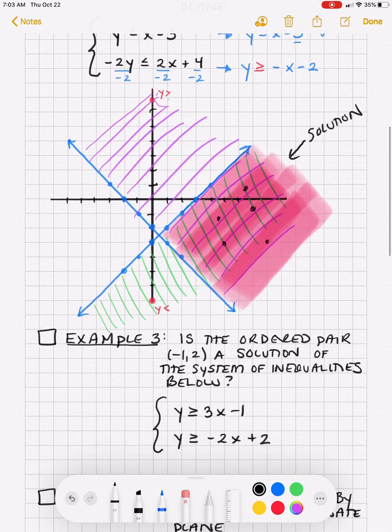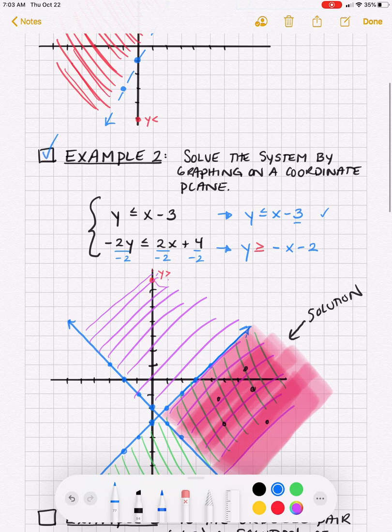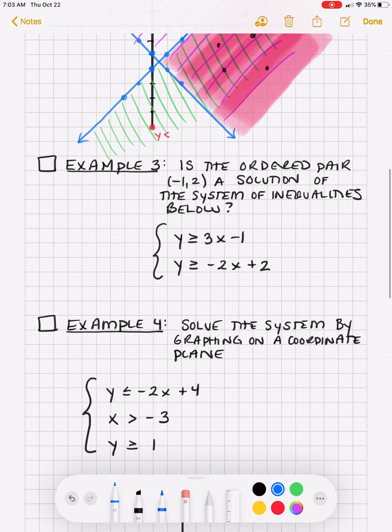All right, let's go down to example 3. If that looks good, let's check this off. Let's keep moving. All right, so example 3. Is the ordered pair (-1, 2) a solution of the system of inequalities below? So what we're going to do is, when I am given (-1, 2), that means the -1 is the x-coordinate and the 2 is the y-coordinate. So a nice way to do this, rather than having to graph the inequalities, is I can plug the coordinates in.